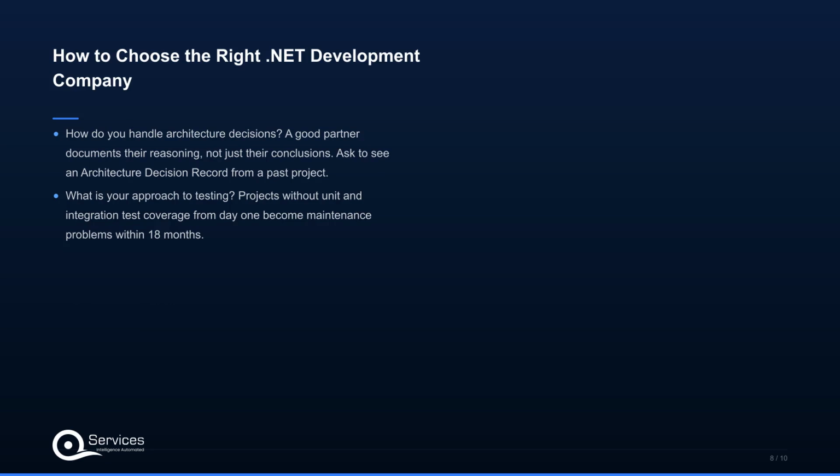Let's talk about how to choose the right .NET development company. The capabilities that matter most for ASP.NET Development Services are often invisible in a proposal. Ask these directly before you commit. Q Services specializes in .NET modernization with human-in-the-loop governance for enterprise applications, meaning architecture decisions go through structured review rather than being left to individual developer judgment. This matters for regulated industries where the decision trail is as important as the decision itself.